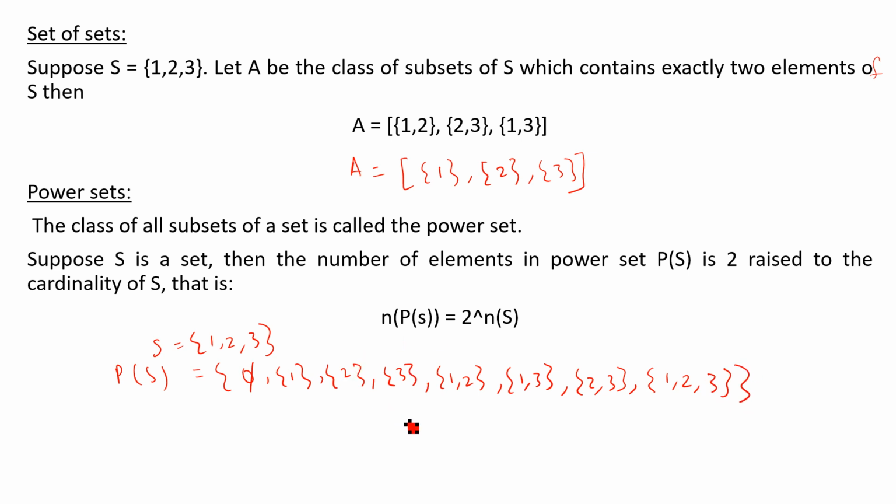So how many elements do we have here? We have 1, 2, 3, 4, 5, 6, 7, 8, total 8 elements. So suppose S is a set, then the number of elements in the power set P(S) is 2 raised to the cardinality of set S. That is, the number of elements in the power set of S would be 2 raised to the number of elements in set S. So 2 raised to 3 is 8. So we have a total of 8 elements.